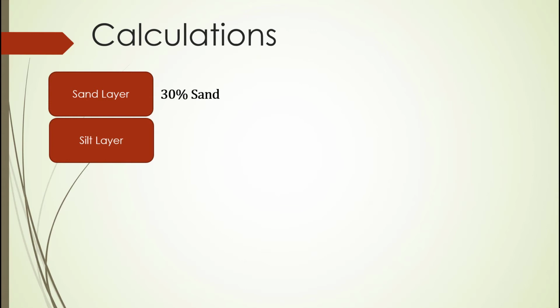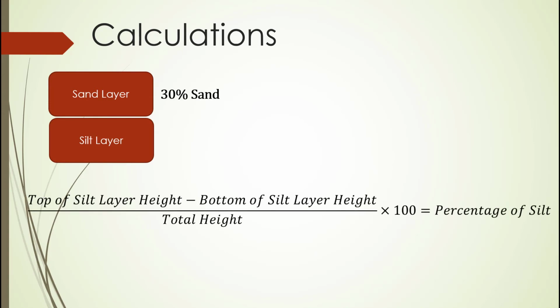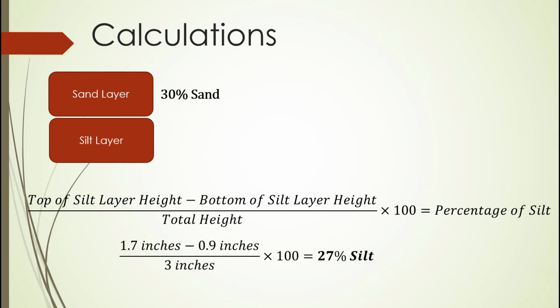Next, we're going to look at the silt layer. We're going to take the top of the silt layer height and subtract the bottom of the silt layer height, so the sand height, divide it by the total height and times it by 100. The top of our silt layer was at 1.7 inches, and that stretched down to 0.9 inches. So we're going to subtract those two and divide it by the total height of 3 inches, times it by 100 to get 27% silt.